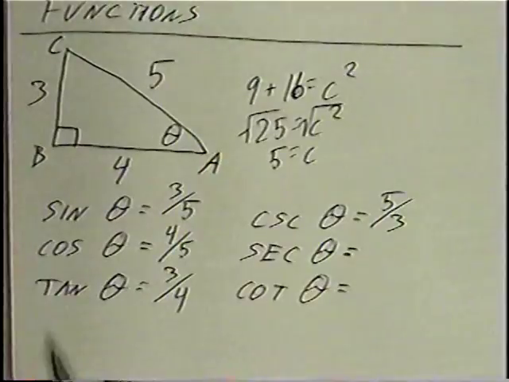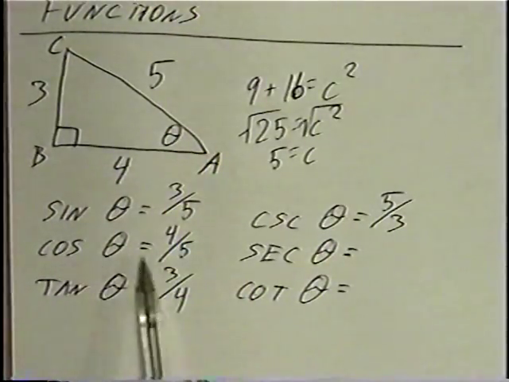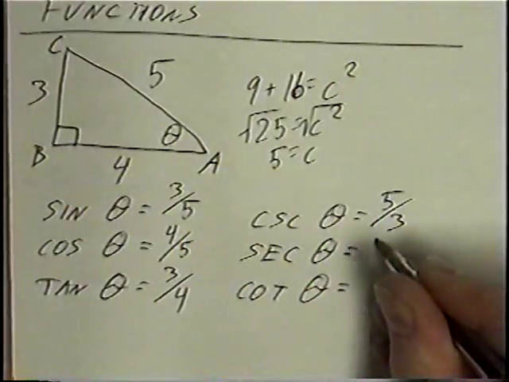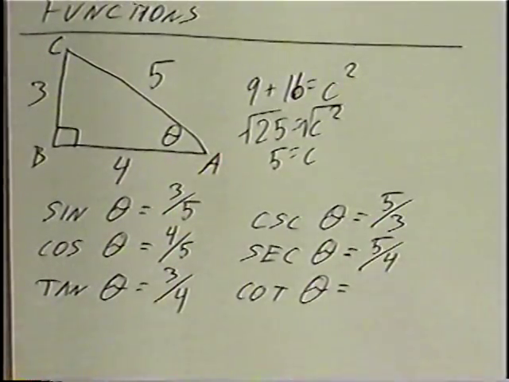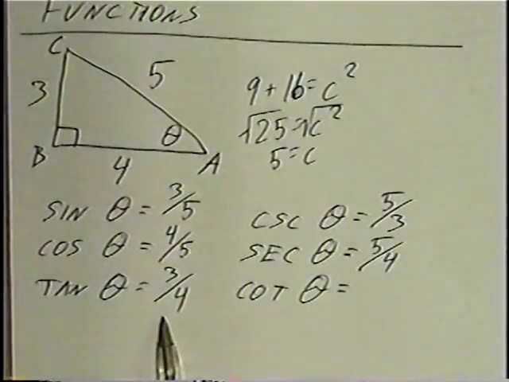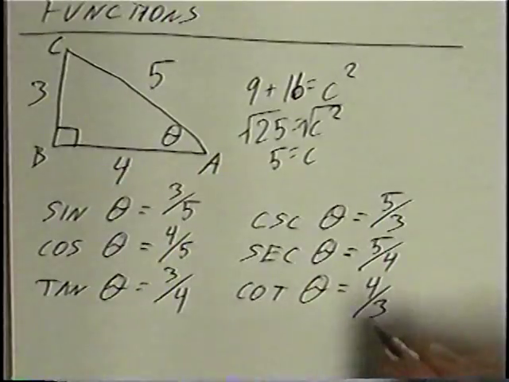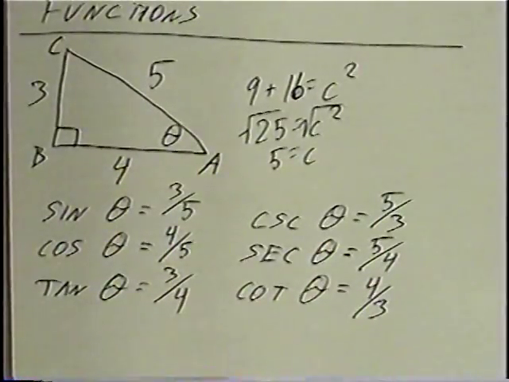Secant, similar to what we did with sine, is the reciprocal of cosine, or 1 divided by that fraction. So secant would be 5/4. And last trig function, cotangent, taking the reciprocal of tangent, cotangent would be 4/3. And those would be the 6 trig functions given the right triangle.